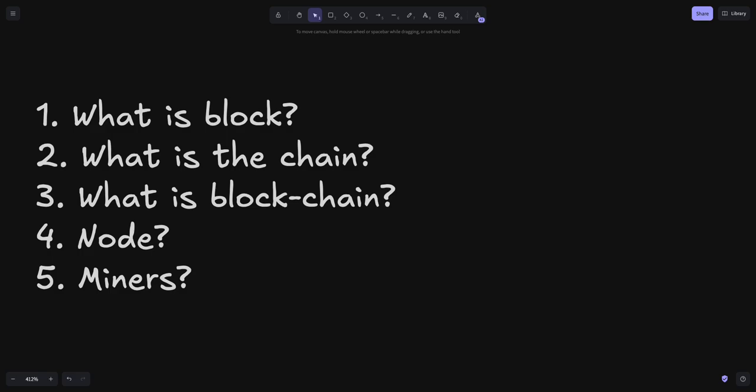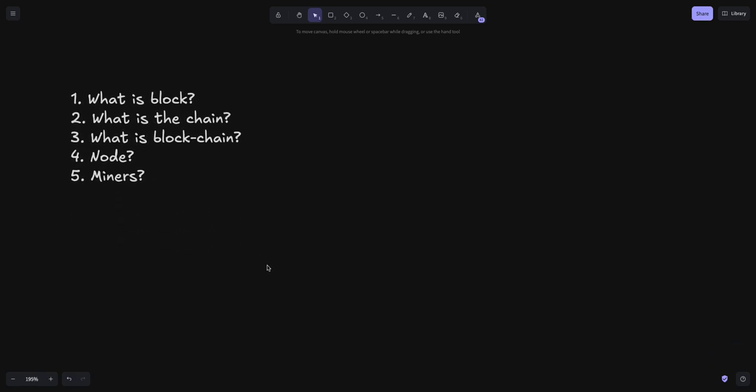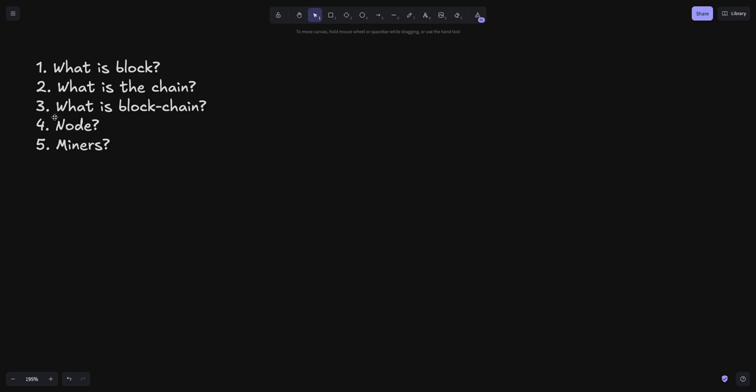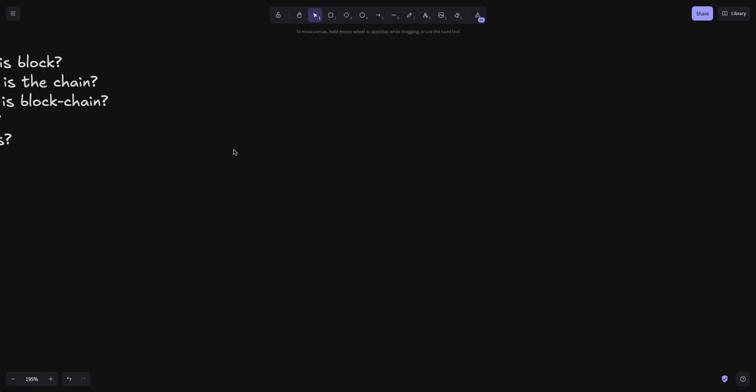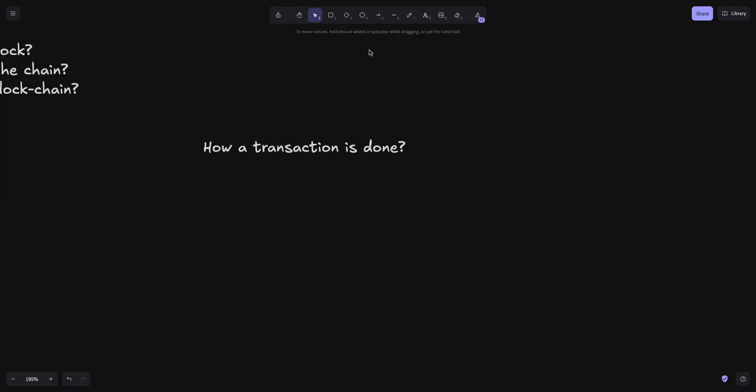So what is a block? First of all, let's talk about how a transaction is done. Why? Because how a transaction is done will clear all of these points one by one, right? Let's start with this. Correct. Cool. Let's understand this.